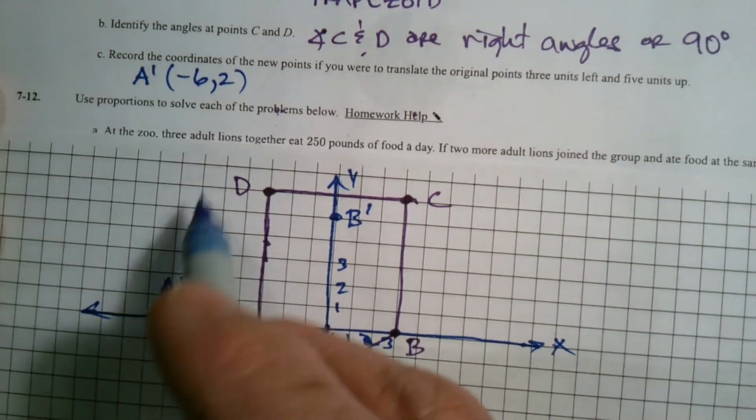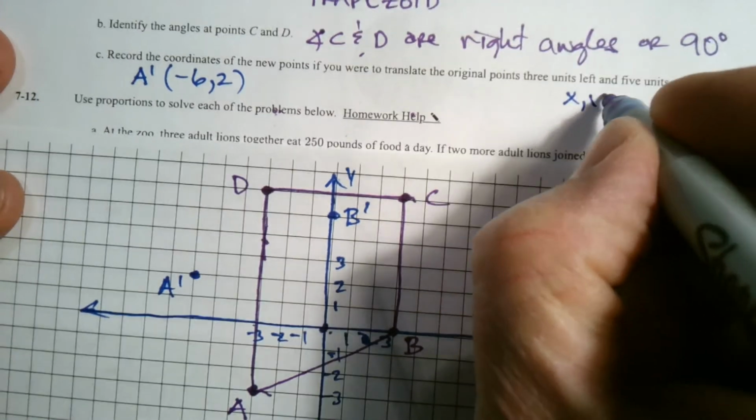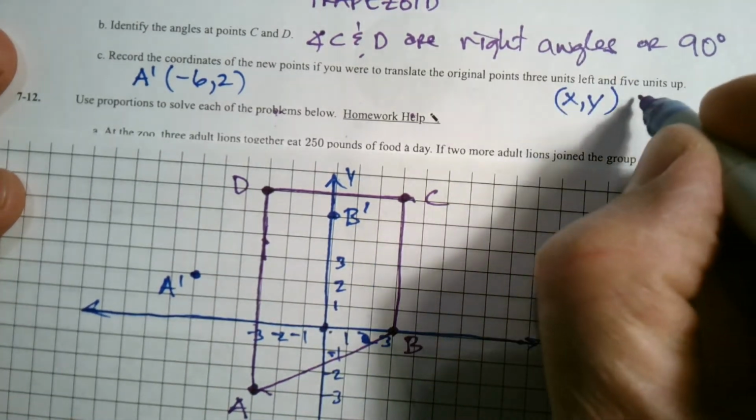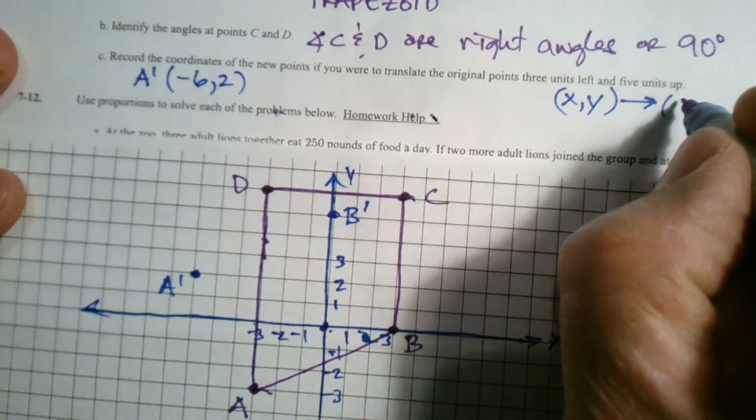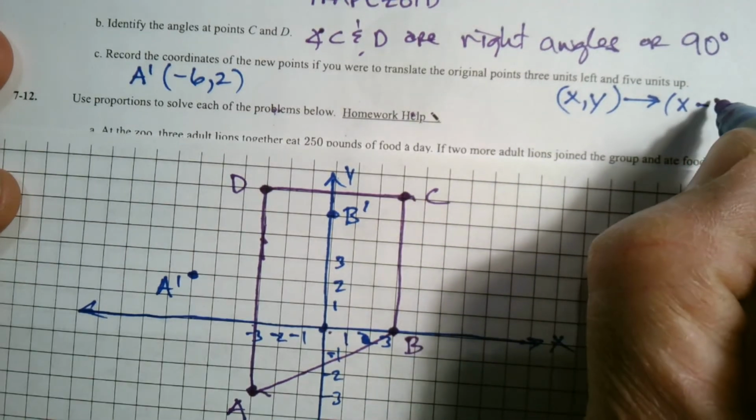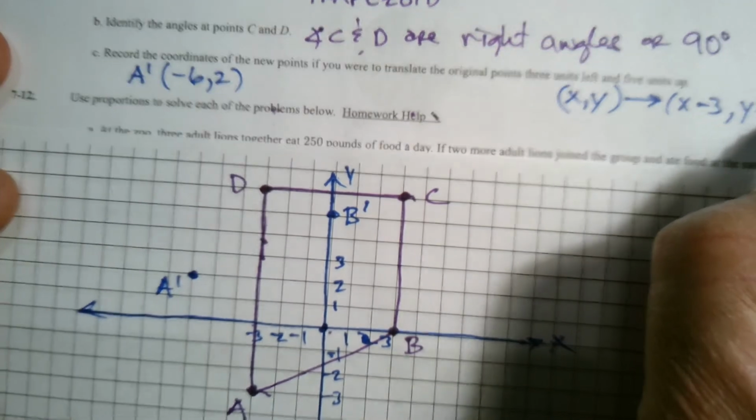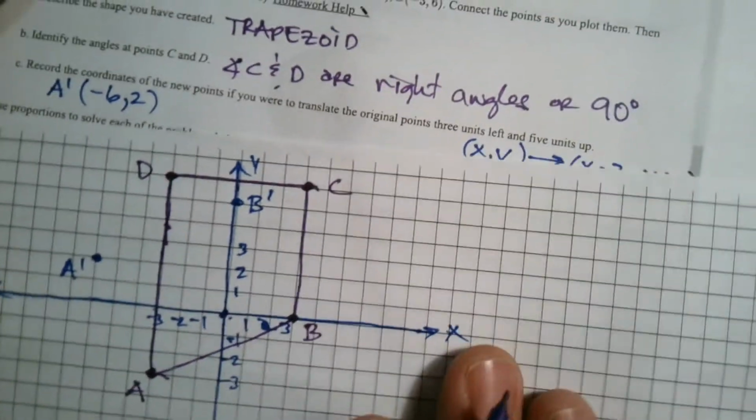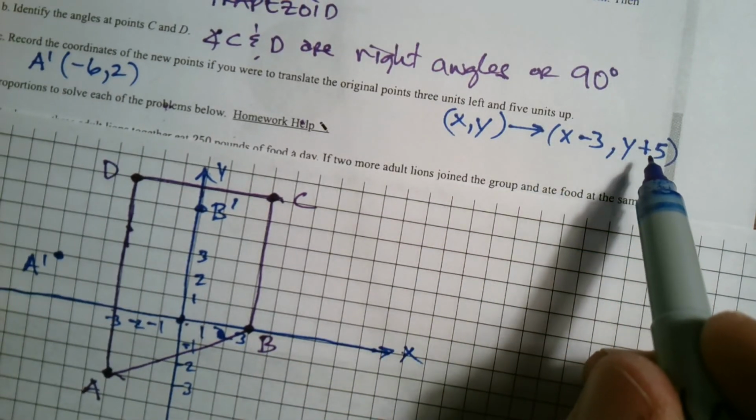So we could look at the graph and record them. Or we can look at this translation, right? There's a way to define a translation. When you take a translation, you define it using actual expressions. And this would be x is what? If it's going 3 units left, x is subtracted by 3, x minus 3. And the y, 5 units up, so it's y plus 5. So this is the description of the translation.